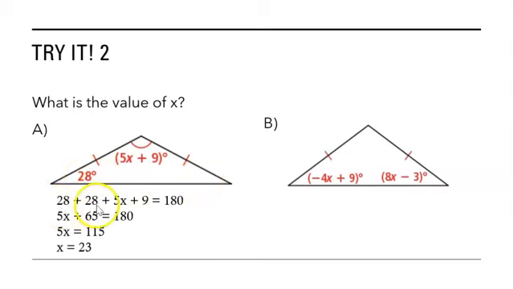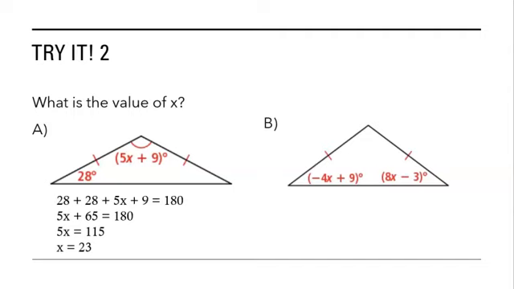So I did 28 plus 5x plus 9 equals 180. I simplified my numbers to get 65. I subtracted the 65 to this side to get 115, and then I divided by 5, so x is 23.